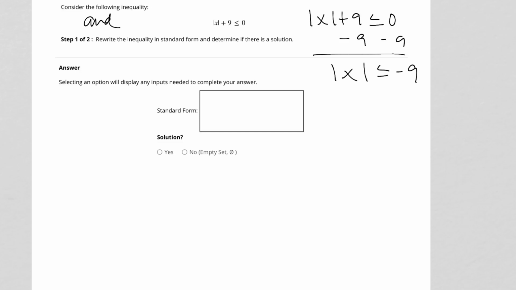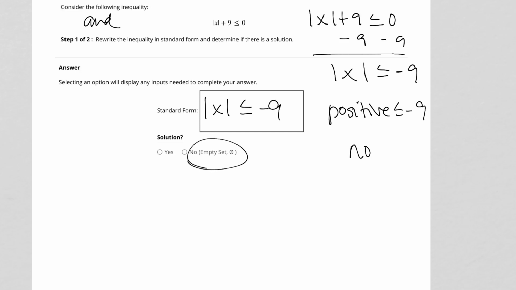All right. Now, whenever we have something equal to or less than or equal to or greater than or equal to a negative number, and we're dealing with absolute values, we have to think about it. Whatever I have over here with the absolute value of x, that's a positive number. So can that positive number ever be less than or equal to a negative 9? And the answer to that is no. We still write it in standard form, so I would still type in the absolute value of x less than or equal to negative 9, but my solution here is going to be the empty set or no solution.